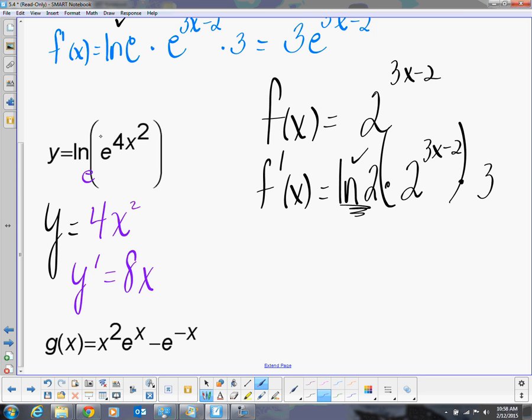It would have been. Do you want me to do it? Let me show you how messy it could have been. This would have been 1 over e to the 4x squared, right? Yep. Times the derivative of the inside, which is going to be ln e, times e to the 4x squared, times the derivative of the exponent, which is 8x. Those simplify. That becomes a 1. I've got 8x. That's working hard. That's working smart.